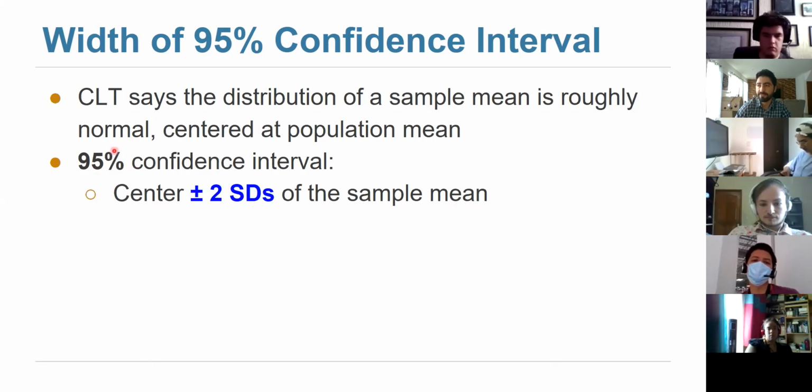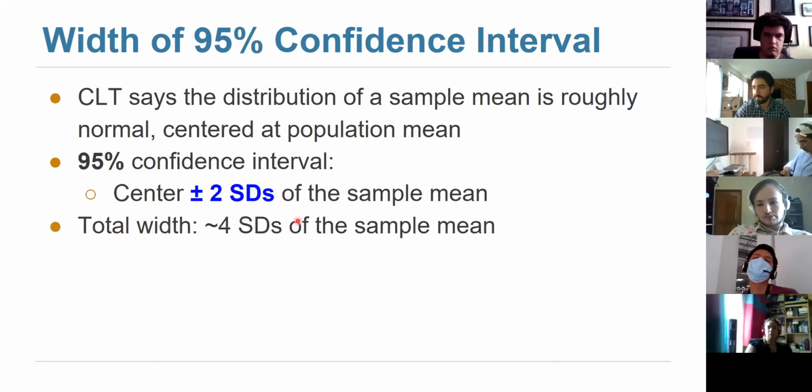If you consider a 95% confidence interval, it's exactly like looking at your sample mean plus or minus 2 standard deviations away from the sample mean. You get a 95% confidence interval. So the total width would be around 4 standard deviations of your sample mean, from minus 2 all the way to plus 2 from your sample mean, which would give you 4 standard deviations.